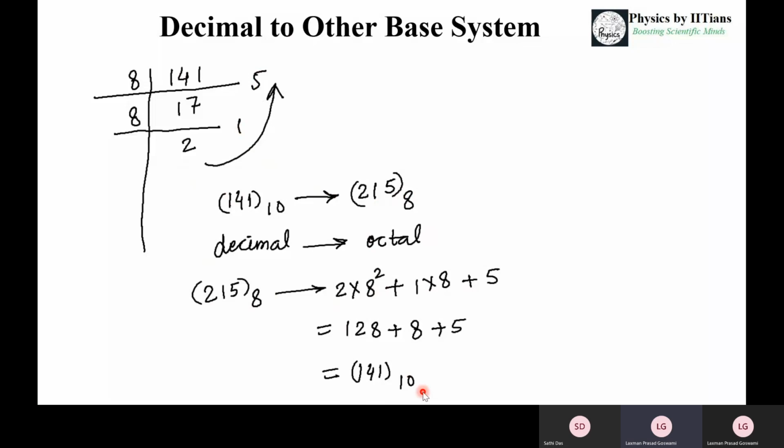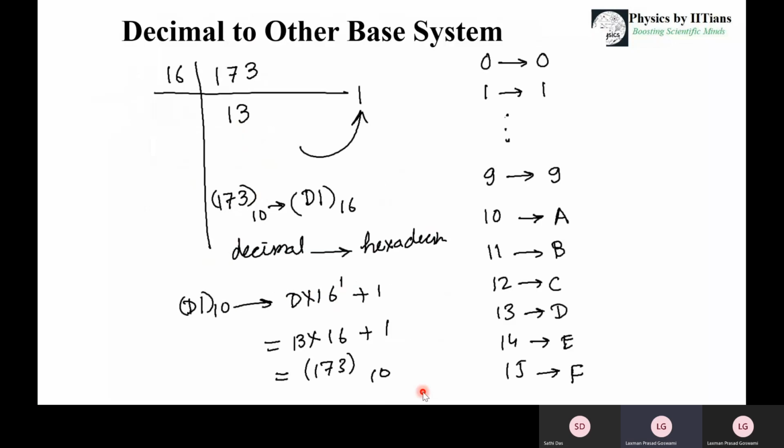And then, lastly, if we want to convert a decimal number into hexadecimal, suppose we want to convert 173, we will divide it by 16. As we know, 0 is equivalent to 0, 1 is equivalent to 1, 9 is equivalent to 9. So up till 9, all numbers are equal. Then after 9, 10 is equivalent to A, 11 is equivalent to B, and so on.